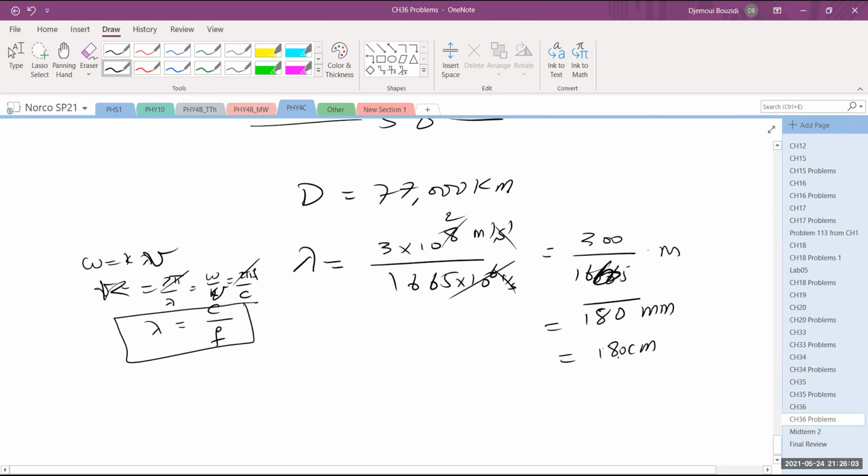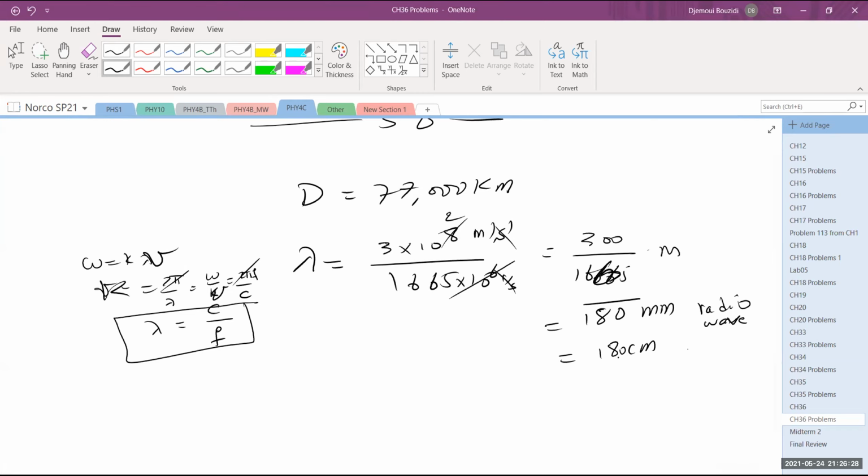Which is a typical wavelength. So this is a radio range, a radio wave. But that's not the question, of course. They want to know what is the size of the smallest detail.